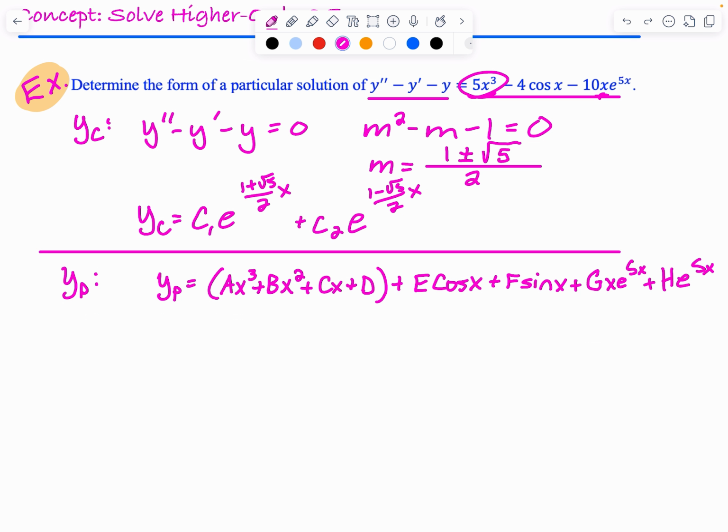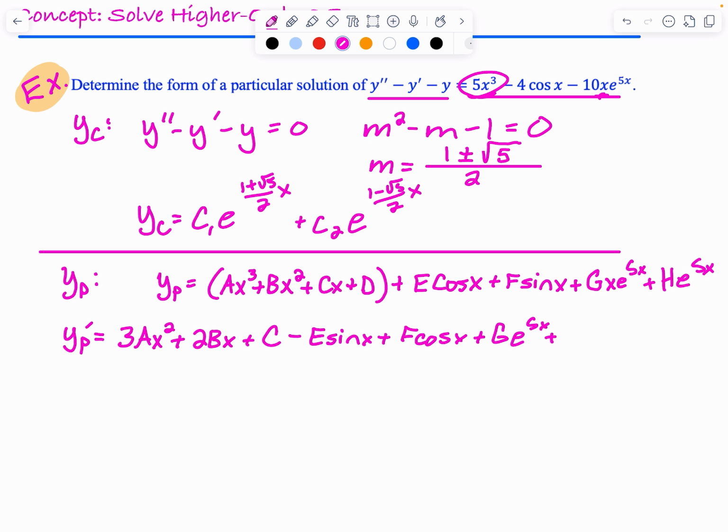Now, the thankful thing I can say about this is that at least most of all this is separated by plus signs. So y prime of this solution is going to be 3ax squared plus 2bx plus c minus e sine x plus f cosine x. So I'm glad these are all easy. I do have to use a chain rule here. So I get g e to the 5x, or product rule, forgive me, 5gx e to the 5x. And then the last thing will be 5h e to the 5x. No product rule there.